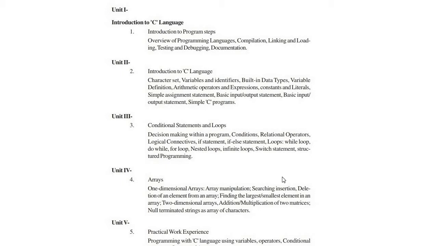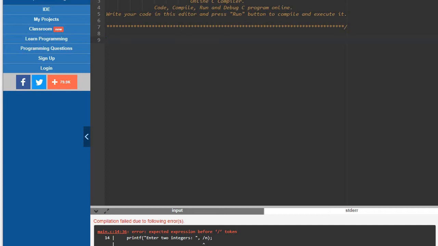So far we have discussed Unit 1, and I have also given notes for Unit 2 up to arithmetic operators and expressions, constant literals, and what a simple assignment statement is. Now we will learn how to write basic C programs using basic input output statements. For that I am opening an online C editor or compiler. We will write our programs to see how they execute.